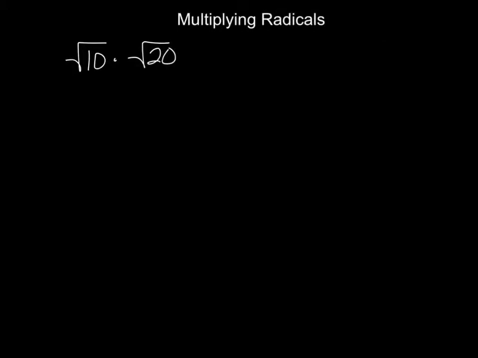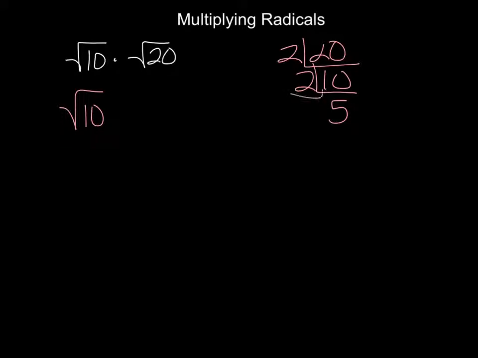Okay, to multiply radicals, I'm going to simplify each of these first just to make things simpler and give me easier numbers to work with. Radical 10 cannot be simplified, so we'll leave it radical 10. 20 can, because you get 2 times 10 and then 2 times 5, so we do have a pair of 2's that can come out. So that will become 2 radical 5.